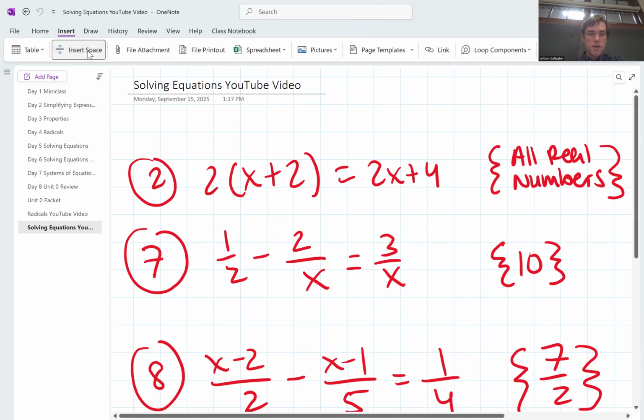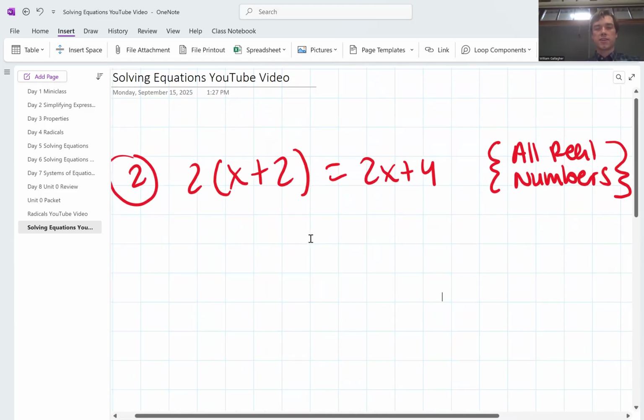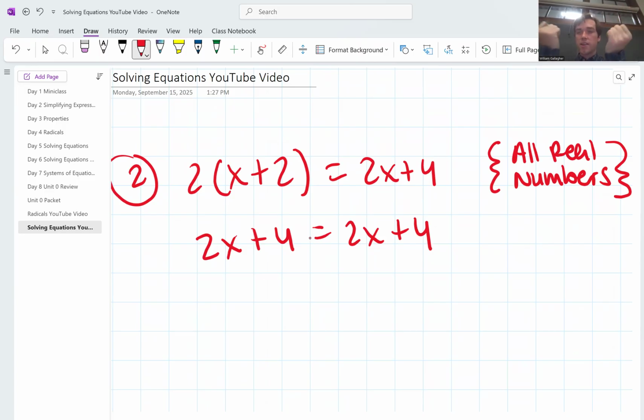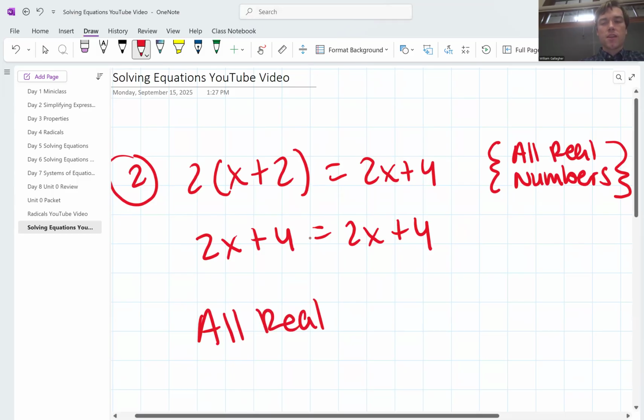If we start off with number 2, we have 2 times quantity x plus 2 equals 2x plus 4. We're going to simplify the left-hand side of the equation and get 2x plus 4 equals 2x plus 4. Now we have a true statement, right? The expression on the left is the same as the expression on the right. Regardless of what number you plug in, that will always be true. So we conclude that we have all real numbers.